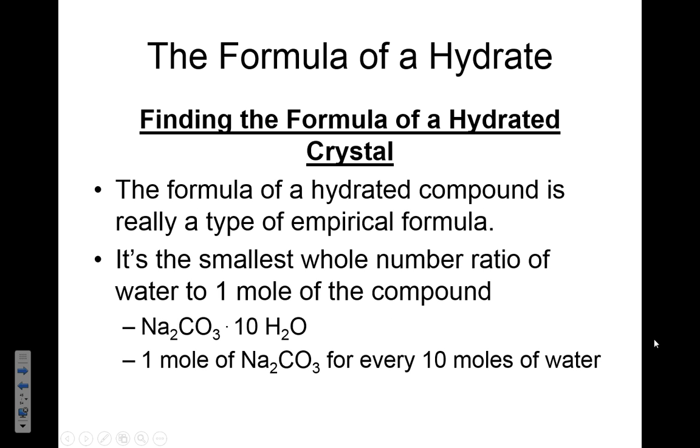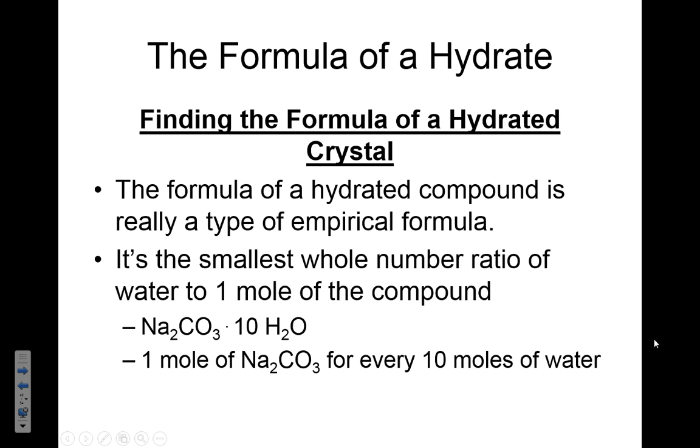Now to find the formula of a hydrated crystal, and this is what we're really looking at doing here, we need to recognize it's really a type of empirical formula. The smallest whole number ratio of water to 1 mole of the compound is what's represented by Na2CO3.10H2O. It doesn't say 1, but really it is 1 sodium carbonate. So that's a formula ratio, 1 to 10, that can't be reduced. The same was true with the copper 2 sulfate pentahydrate that was listed, it's 1 to 5, or the barium chloride dihydrate, it's 1 to 2.